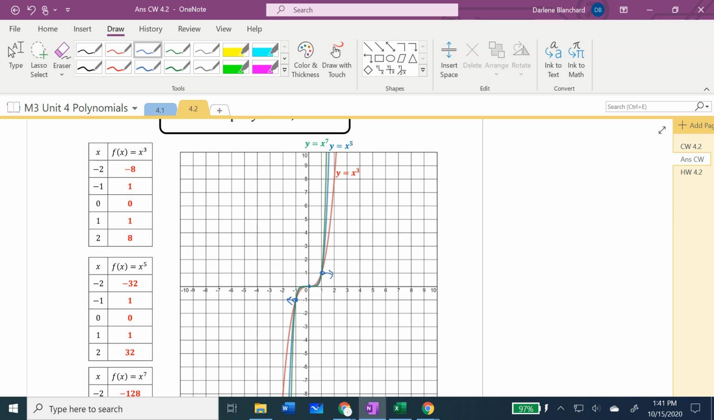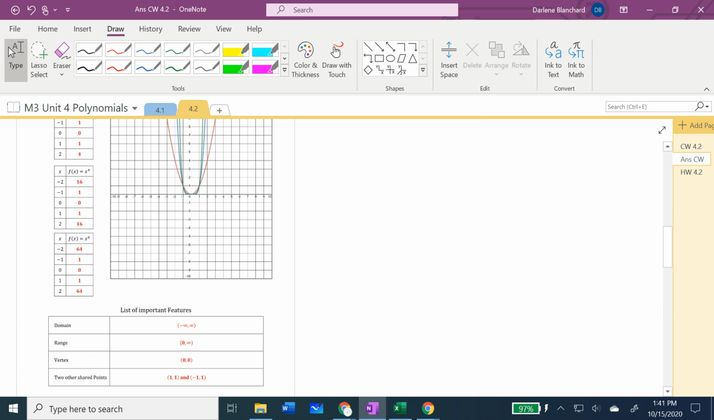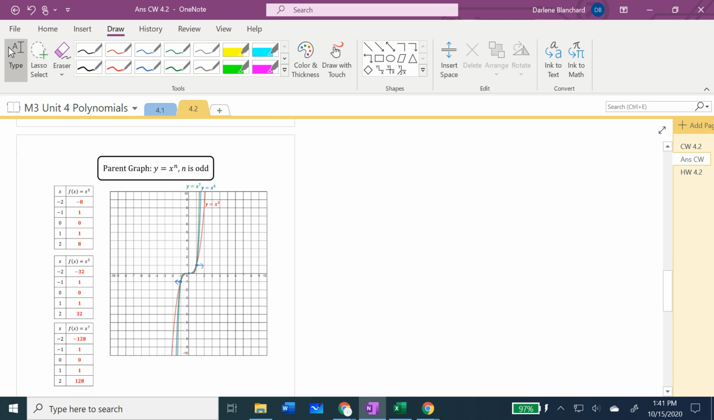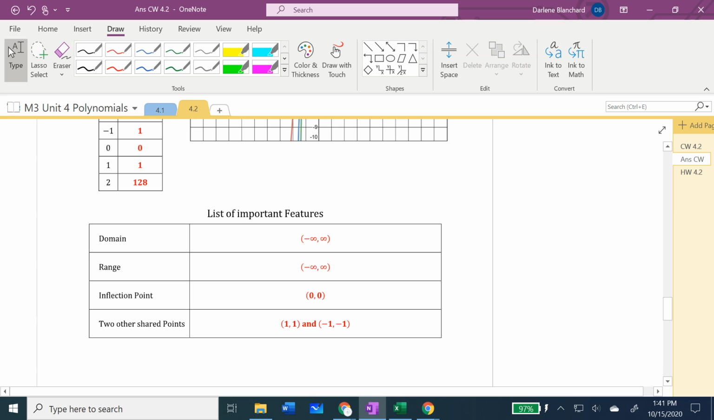This is going to be very important when we get to the point of graphing polynomials in general. These two things that we see happening right here: the even power versus the odd power is whether I bounce off or do the worm dance through the x-axis. And then do be aware of the domain and range. And it has the inflection point like x cubed had, and they always share the points 1, 1, and negative 1, negative 1.